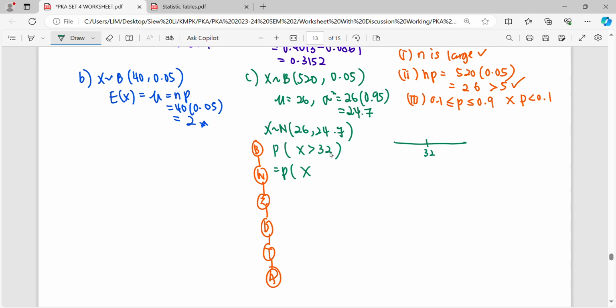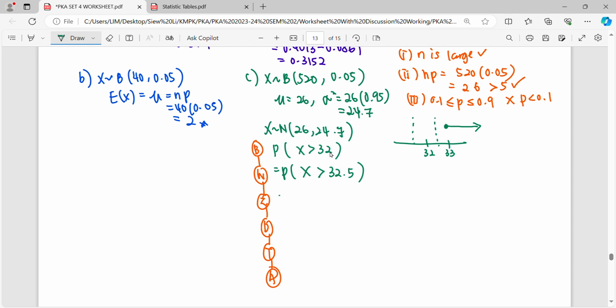Is 32 included or not? Not included, so it will start from 33 onwards. So your boundary can start, your decimal can start, at more than 32.5. If you take 31.5, you will include the number 32, so it is not accurate. Alright, 32 is not included, so we can start from 32.5. So it becomes normal already.